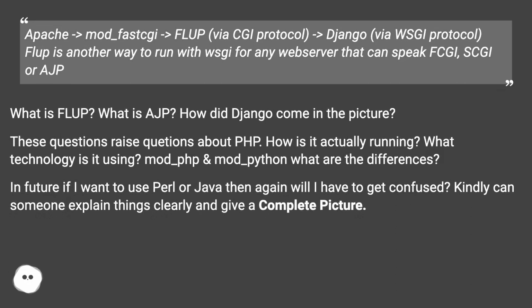Apache - mod_fastcgi - Flup via the CGI protocol - Django via the WSGI protocol. Flup is another way to run with WSGI for any web server that can speak FastCGI, SCGI or AJP. What is Flup? What is AJP? How did Django come into the picture?